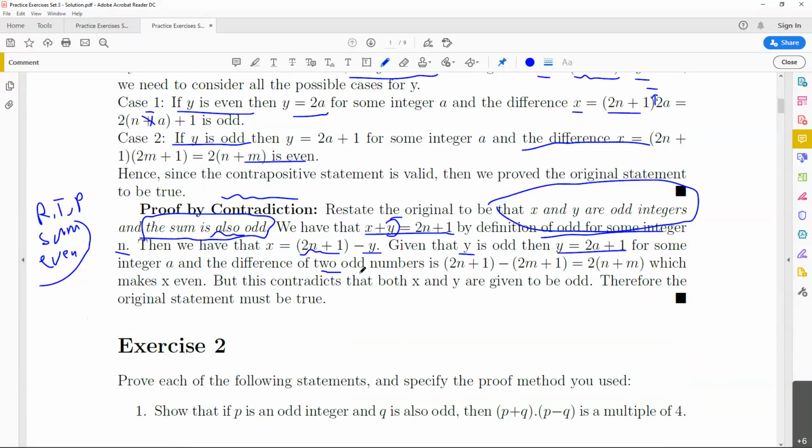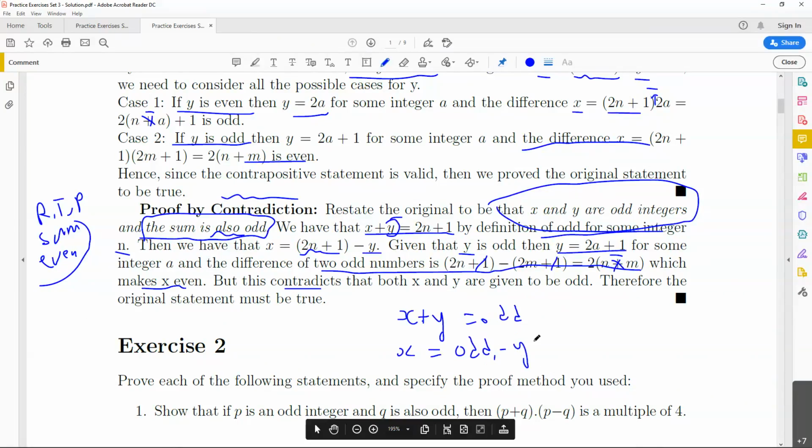The difference between two odd numbers is even, right? The one goes with the one, and you're left with 2n minus 2m. So just take something in common. We might have some spelling mistakes here. This should be a minus, but that's okay. Which makes x even. Contradiction. I'll repeat. We assume that the sum x plus y is odd. Then we said x is going to be something that's odd minus y.